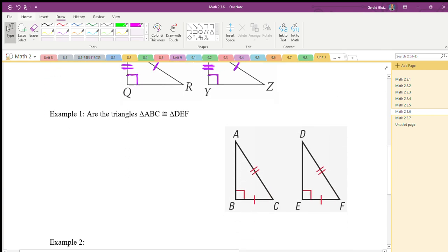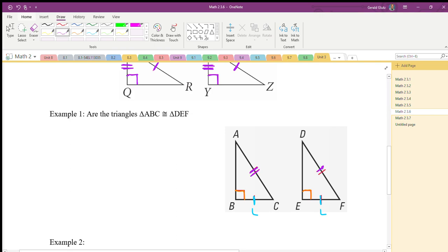So in example 1, we need to answer the question, are the triangles ABC and DEF congruent? Well, we know that they are, first of all, both right triangles, so that's a good first step. BC and EF are congruent to each other. So is that a leg or a hypotenuse? Well, it's touching the right angle. This one's touching the right angle, so those are legs. So L and L.